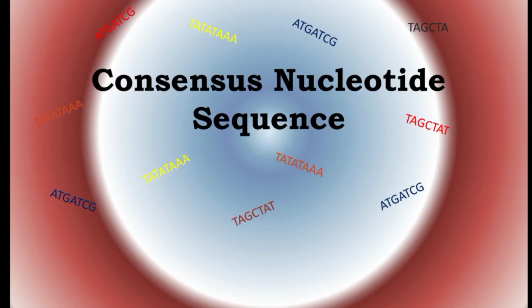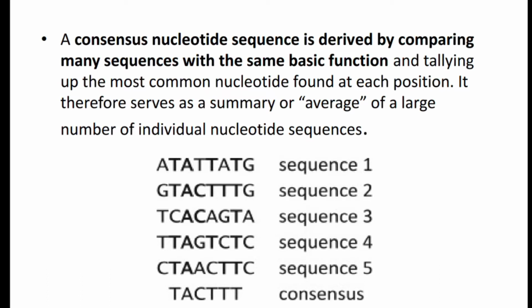Consensus nucleotide sequences. A consensus nucleotide sequence is derived by comparing many sequences with the same basic function and tallying up the most common nucleotide found at each position. It therefore serves as a summary or average of a large number of individual nucleotide sequences.